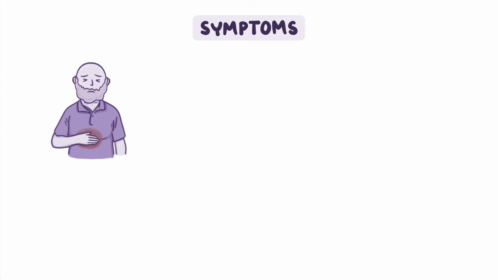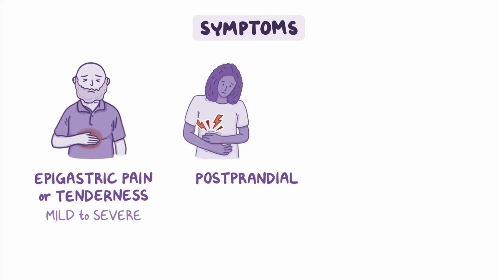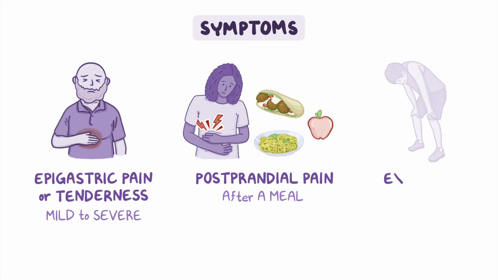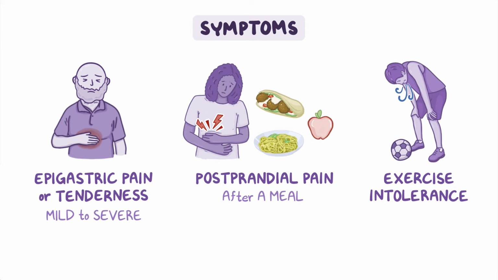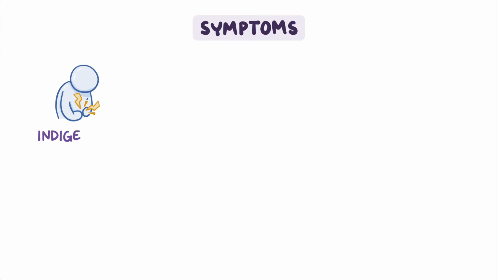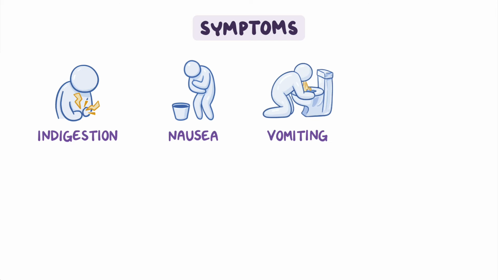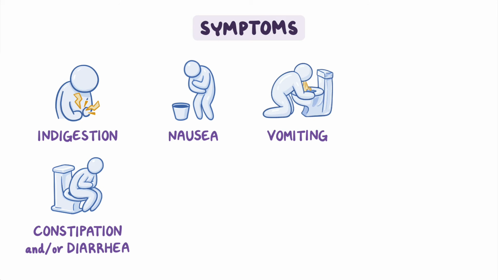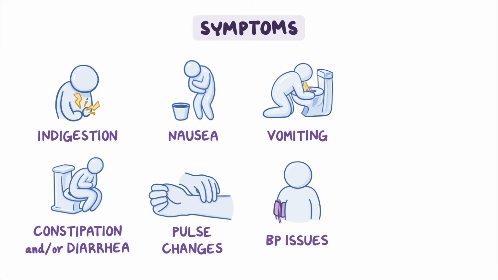Those diagnosed with MALS and who develop symptoms complain of mild to severe epigastric pain or tenderness, postprandial pain after a meal, and/or exercise intolerance. Symptoms may include indigestion, nausea, vomiting, constipation, and/or diarrhea, pulse changes, and blood pressure issues.